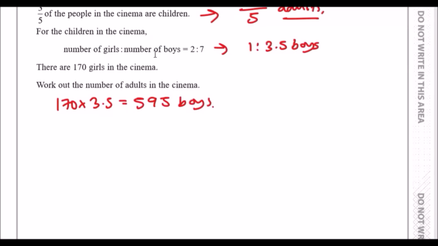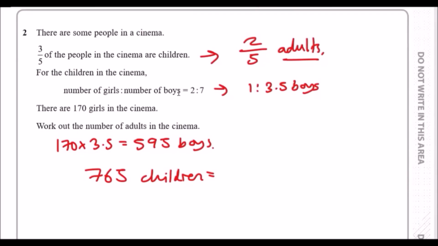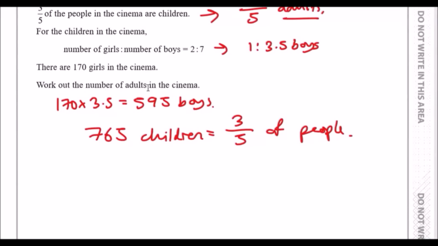So in total, the number of children we have would be 170 plus 595, which would give us 765 children. Now, this is pretty good because we already did a lot of maths, so we can say that 765 children represents 3/5 of the people. Okay, so this helps a lot. Work out the number of adults in the cinema.